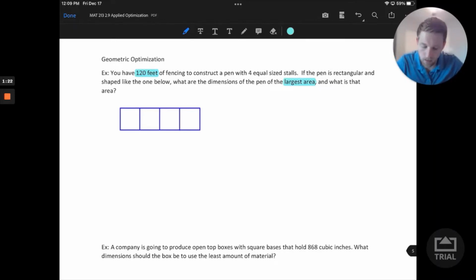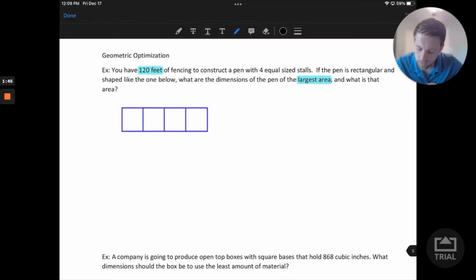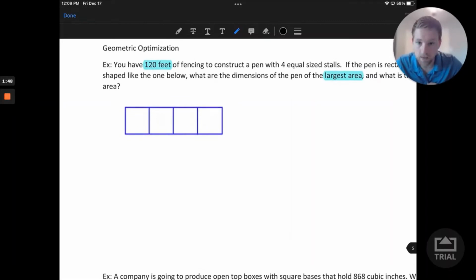So let's go ahead and label this and see if we can get two equations. We're going to have a constraint equation, what materials we have to work with, and then we'll want to consider what we want to optimize, which is the area of this pen. First, we could consider the lengths and widths of this pen. Since this is rectangular in nature, we don't know that the stalls are exact squares. So we might want to label them with two types of variables.